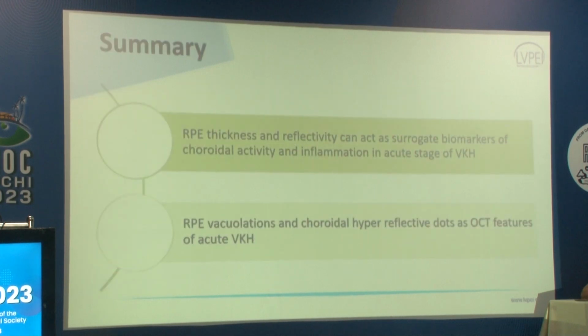So to conclude, we propose that the RPE thickness and reflectivity can act as surrogate biomarkers of choroidal activity and inflammation in the acute stage of disease, especially in conditions where, due to the intense inflammation, we may not be able to assess the choroid due to poor image quality. And we noticed that RPE vacuolations and choroidal hyperreflective dots are novel OCT features seen in our cohort of VKH patients. Thank you.